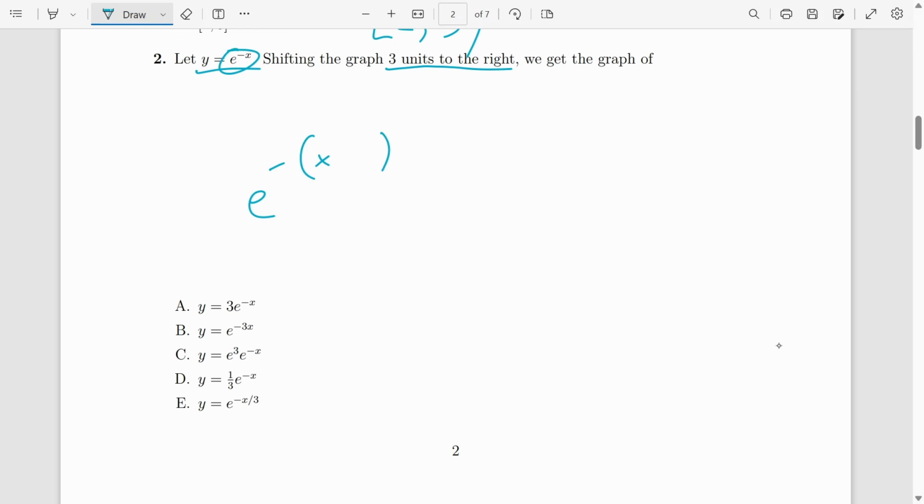There are 4 cardinal directions that you can shift something in: up, down, left, or right. When you are doing something horizontally, like we're doing a 3, we want it to be moving 3, we're moving something to the right. Since it's horizontal, we're going to put that 3 next to the x. It's either going to be plus or minus 3. We'll figure that out in just a second. If it was a vertical action, if we wanted to move it up 3 units or down 3 units, we would put the 3 on the outside here.